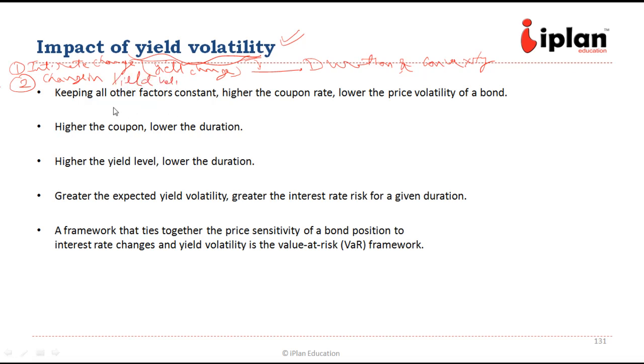So if we keep everything else constant, higher is the coupon rate, lower is the price volatility of the bond. Price change is going to be lower since the duration is lower. And higher is the yield level, lower is the duration. As we have seen in the curve itself, the slope is lower when the yield is higher.